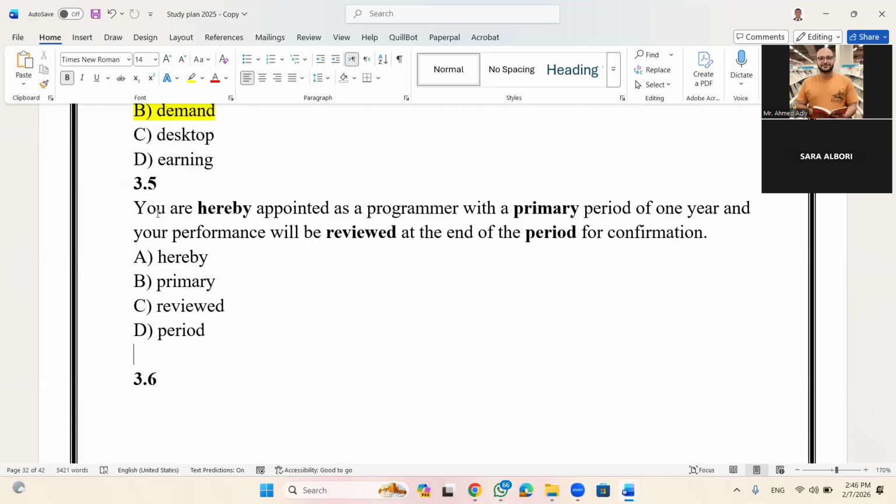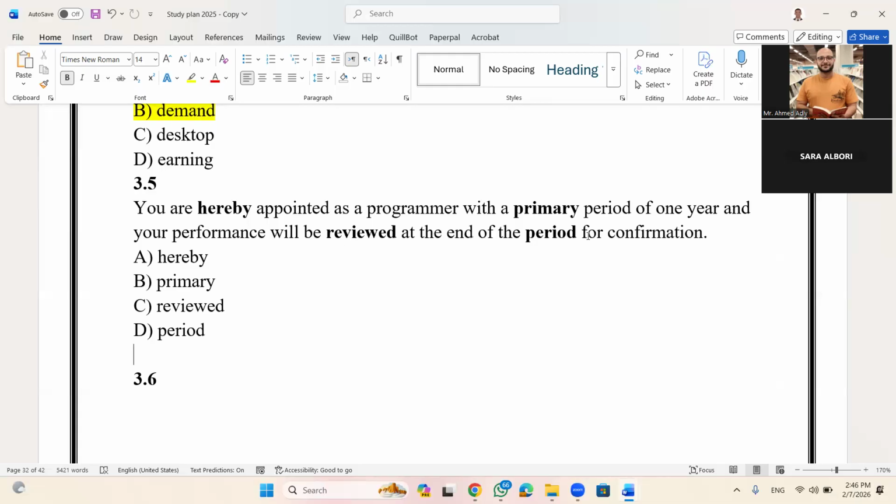Look here, read it slowly. It's about being appointed for programming. Ask yourself who. A programmer who has been appointed for a period of 1 year. And his performance, I mean his work, will be studied carefully, will be examined, will be reviewed at the end of this year for confirmation. If he was good, he would be recruited again. If he wasn't, it's okay.